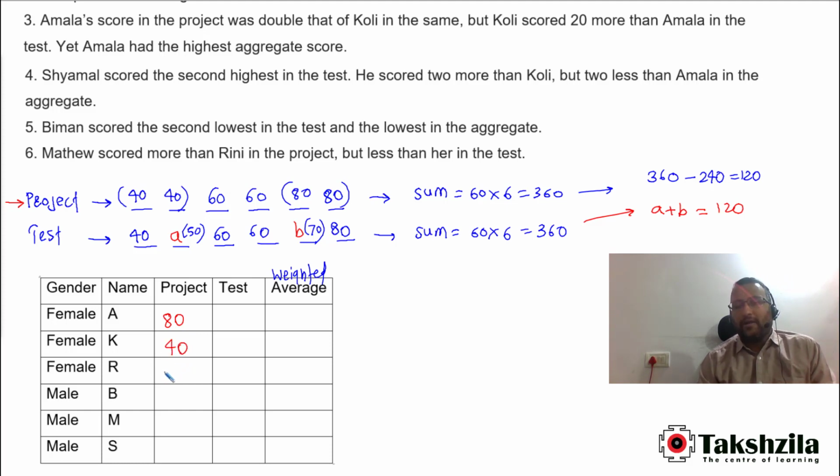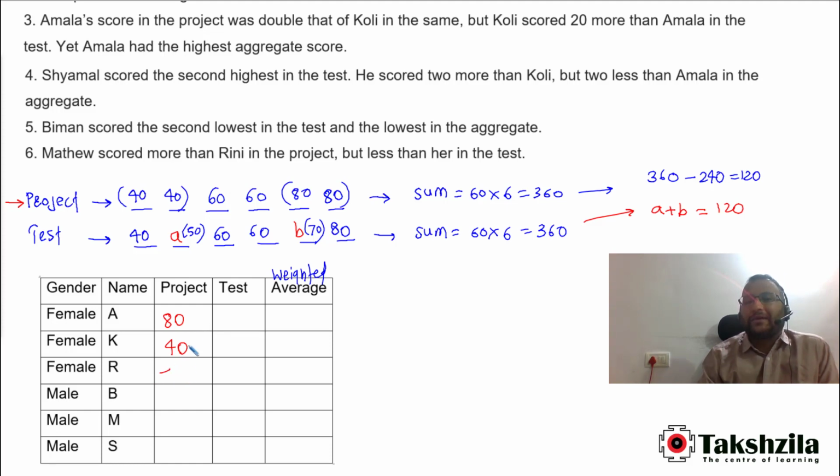And how much will R score? Let's have a look at it. A, K and R, all three of them are female. Now it is given that in total we are going to form 3 groups. Each group consists of 1 male and 1 female. And the 2 members in each group are going to have the same marks in the project. So now, can R have 80 marks in the project?